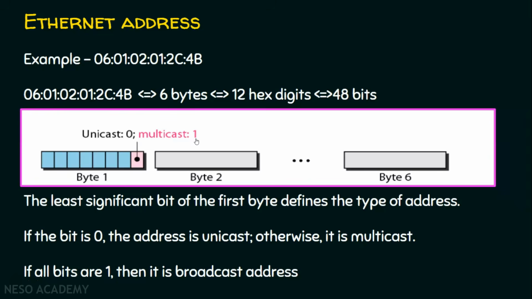Now we are done with unicast address and multicast address. One more address is missing. What's that? It's the broadcast address. If all bits are 1, then it is a broadcast address. So all bytes will be filled up with 1. When all bytes are filled up with 1, the hexadecimal equivalent will be FF:FF:FF, all Fs. When we have all Fs in the destination MAC address, it means it's a broadcast address. So whenever the switch receives it, it forwards it to all the nodes in the network.